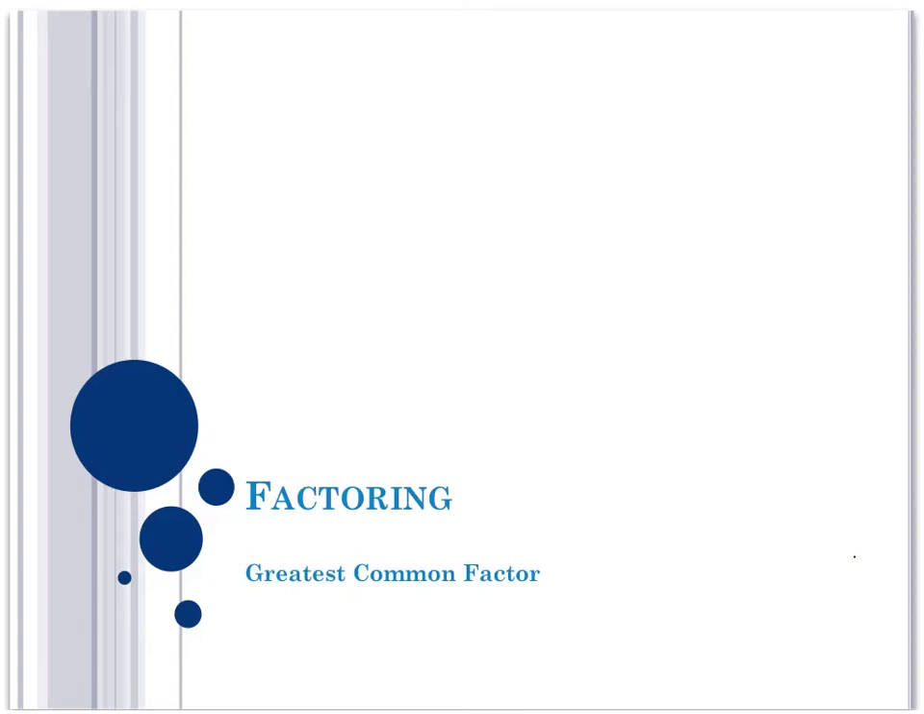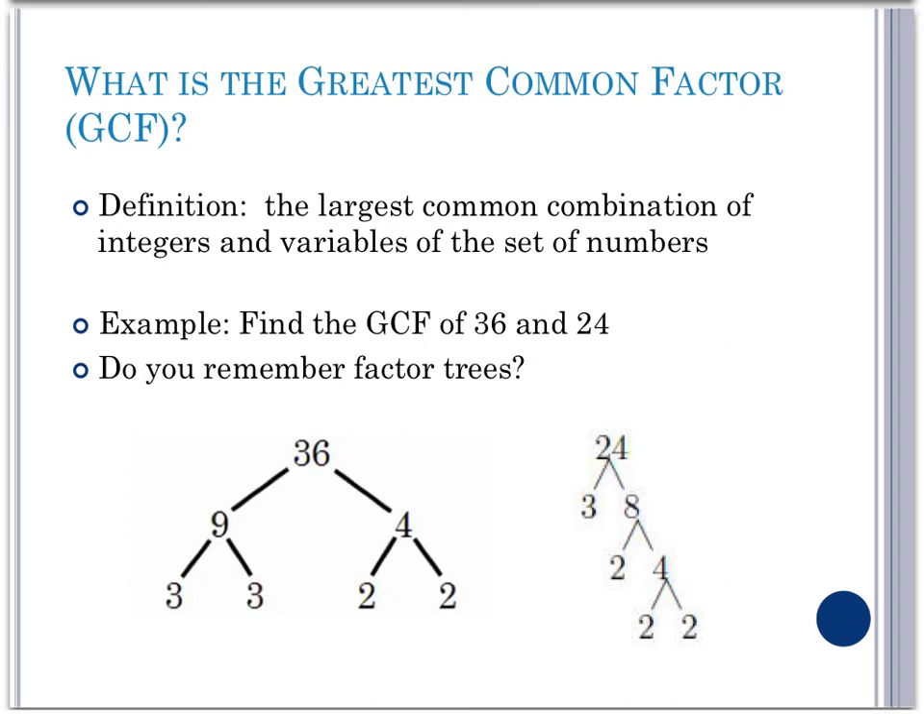The topic is factoring, and we are specifically going to be looking at factoring by using the greatest common factor. So what is the greatest common factor, or the acronym for greatest common factor is GCF? Well, we're going to define it as the largest common combination of integers and variables that we can take out from some set of numbers.